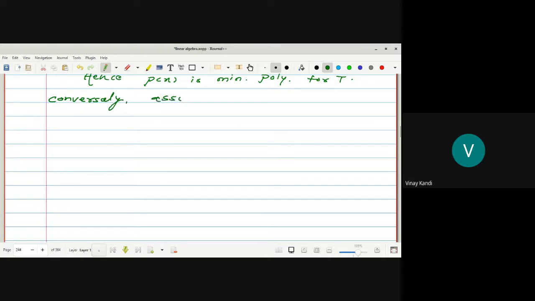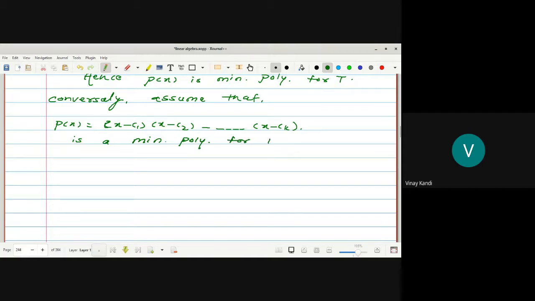Conversely, assume that P of x is equal to x minus c1, x minus c2, up to x minus ck, the minimal polynomial for T, where c1, c2, up to ck are distinct characteristic values of capital T, and we have to prove that T is diagonalizable.